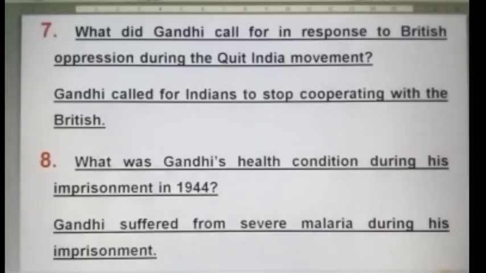What did Gandhi call for in response to British oppression during the Quit India movement? Gandhi called for Indians to stop cooperating with the British. What was Gandhi's health condition during his imprisonment in 1944? Gandhi suffered from severe malaria during his imprisonment.